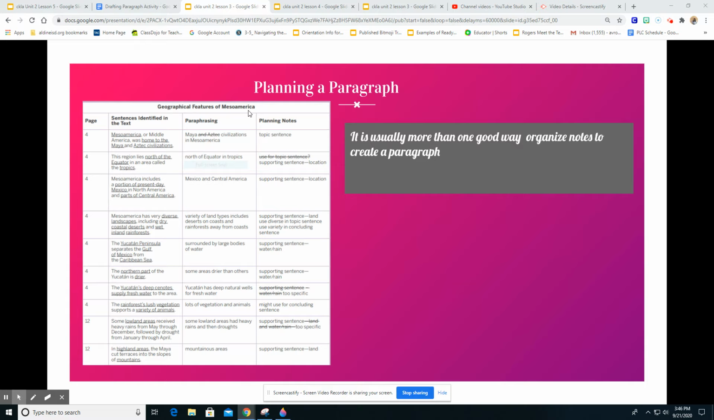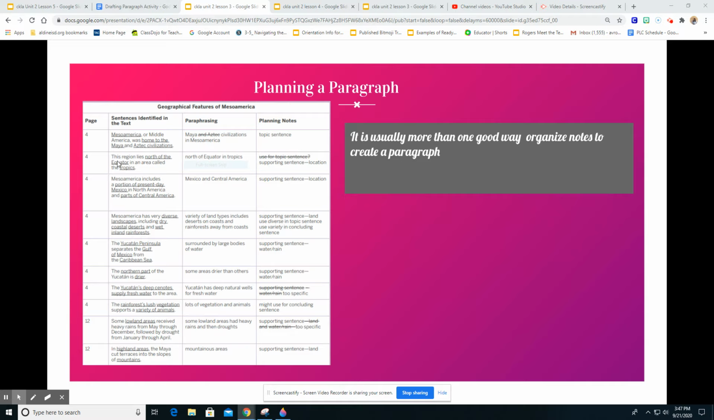The next step I completed was to write them out, and then I began the process of paraphrasing. For the first line, the text says Mesoamerica or Middle America was home to the Maya and Aztec civilizations. I crossed out Aztec because we're talking about the Maya civilization, boys and girls. That's part of paraphrasing, a portion we did not need for our topic sentence. And again, this would be my topic sentence.